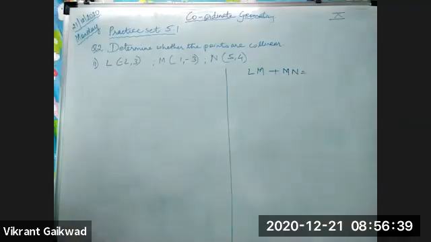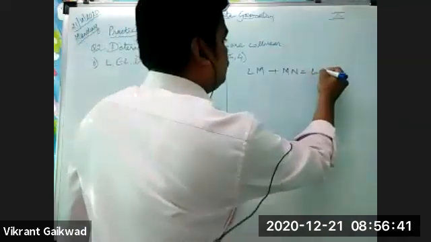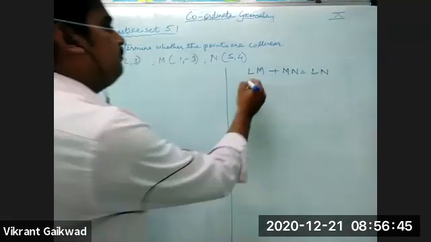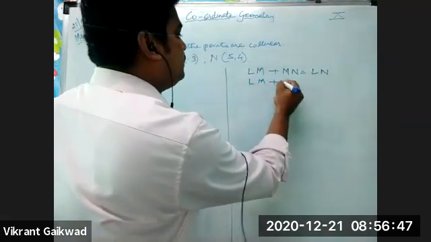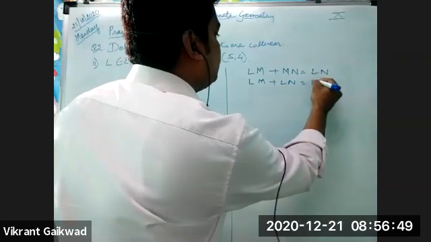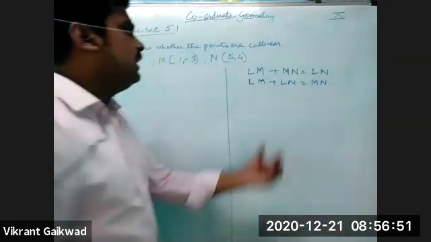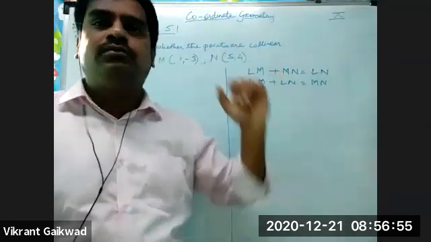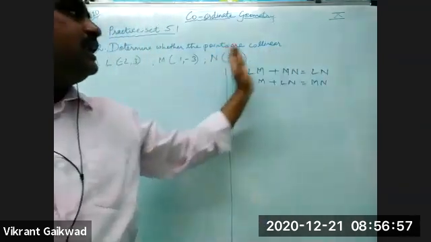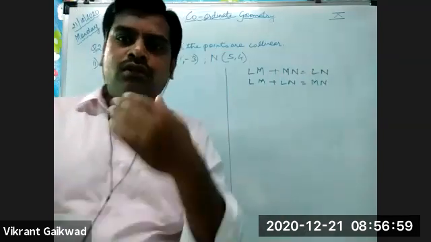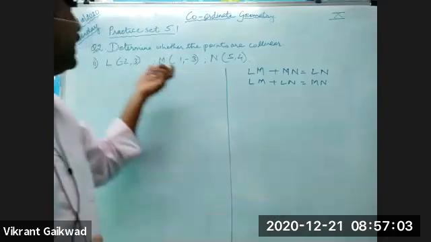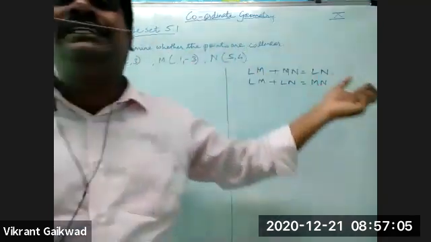Should be equal to LN. It can be LM plus LN equals to MN. See, any of these sides can come in between. Say LN can come to the left hand side, MN can go to the right hand side, and all those things. But what we have to do is, first we have to get the value of all these three sides.